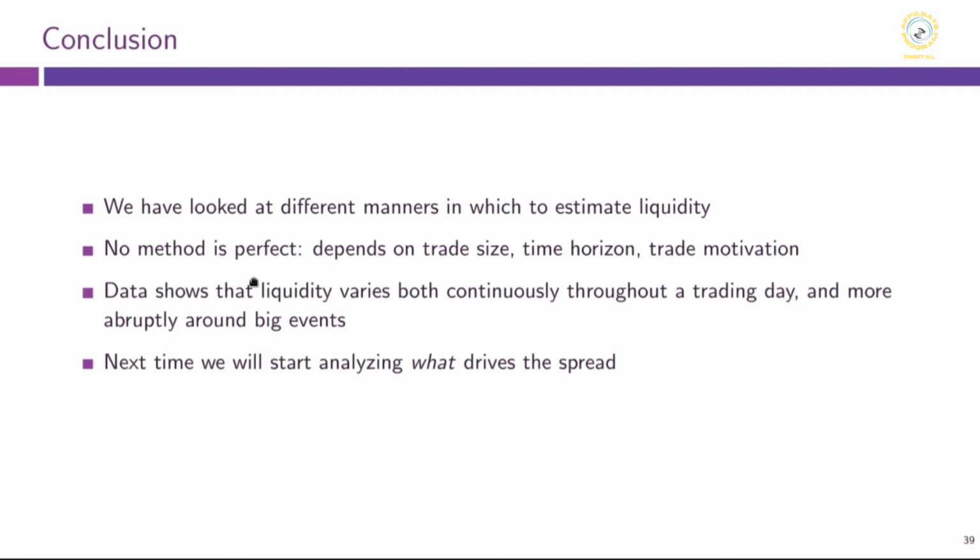Now this is it for today. So to summarize, we have talked about liquidity for all of today. We have talked about what it is and how to estimate it. And we saw that no measure, no method is perfect, because they have different data requirements and they measure slightly different things. And data shows that liquidity varies both continuously throughout the trading day and more abruptly around big events. So you should always be a little cautious about your estimates, because they might be time specific. They might be very specific to the time in which your sample took place.